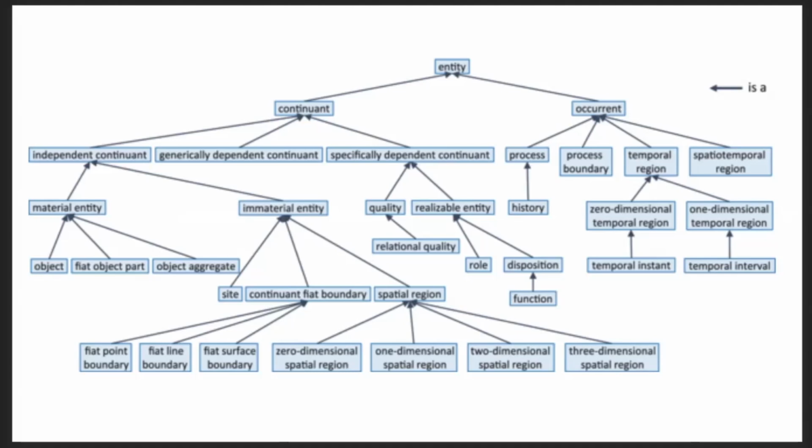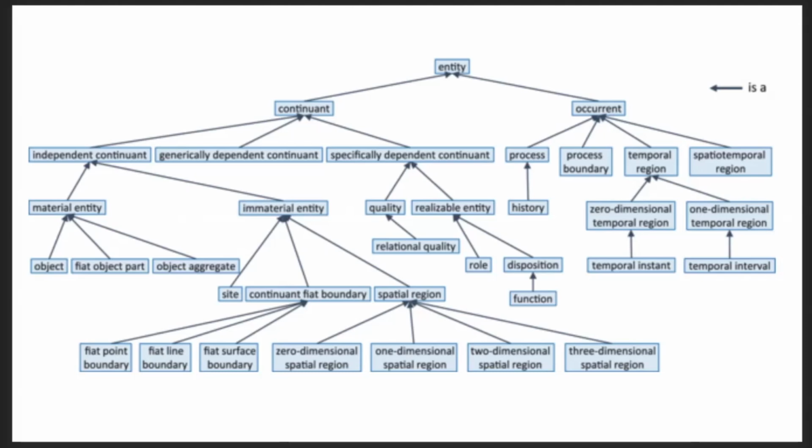Then continuants and occurrents. Continuants are things that exist in time, like me, my daughter, that table. Occurrents are things that happen over time, like me talking, or my daughter's life. Under continuant, you have independent continuants. These are things that don't depend on anything for their existence, like me. I'm such an independent dude. They're in contrast to dependent entities, like generically dependent continuants, which you can think of as information that is about stuff. And then specifically dependent continuants, which are like qualities or dispositions that have to have a bearer.